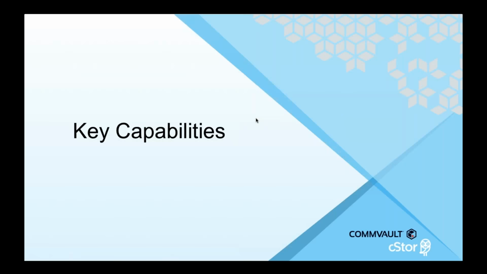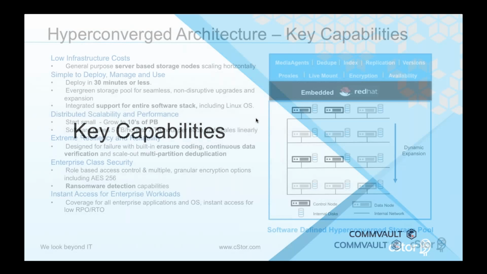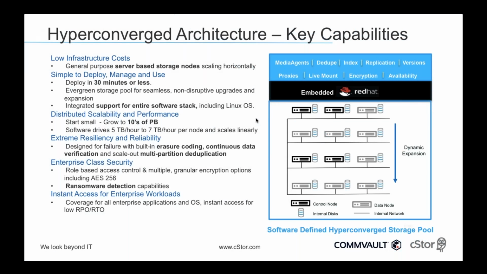So let's get to it. What are the key capabilities? Lower cost of infrastructure. Commoditizing the hardware. One of the things Commvault is very proud of and very happy that we can do is allow customers the freedom to select the hardware that they like, that they choose, that they can actually negotiate lower costs for their organization. However, still getting the benefit of having a very flexible, scalable architecture.